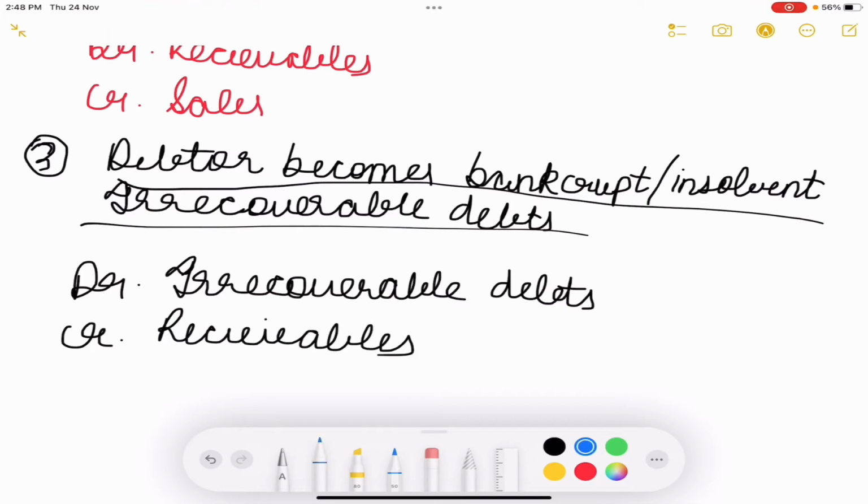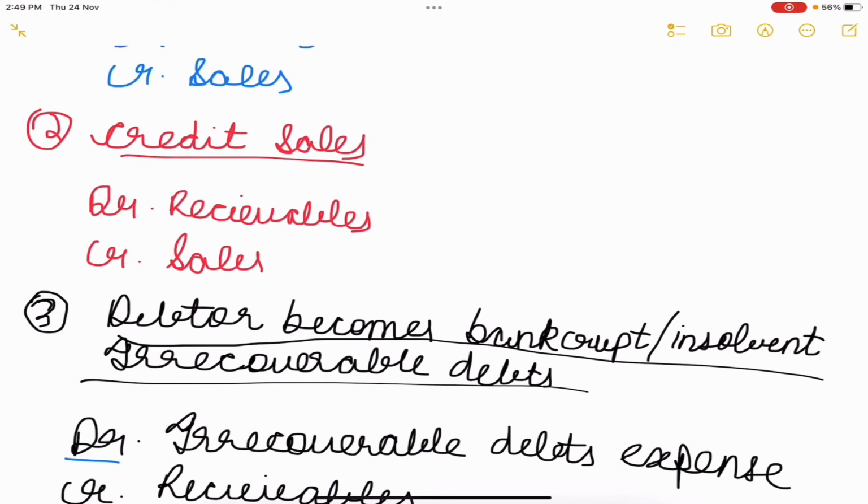So, whenever a situation of irrecoverable debt happens, you are going to debit the irrecoverable debts. Why? Because it is an expense and the balance of expenses is debit, and we are going to credit the receivables. So, what is this called? This is also called writing off the receivables. Why do we do this? We do this to write off the receivables so that the receivable account closes. Right? You got this?